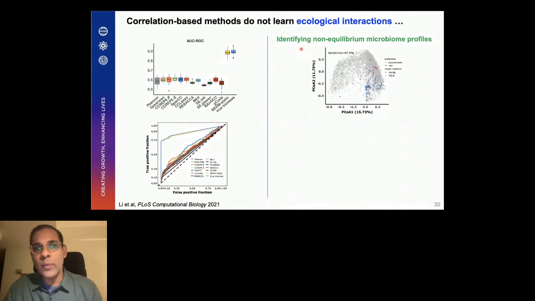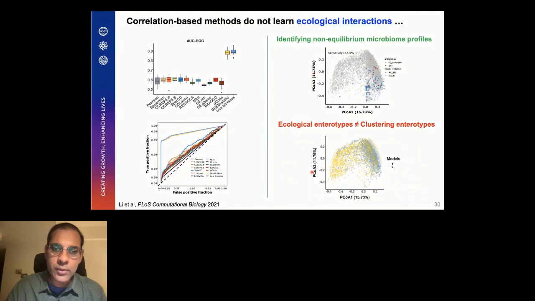Not only that, we can actually use this approach to get some biological insights. For example, if you have data where some of the samples involve individuals who are taking antibiotics, then you can flag these samples which likely don't fit your original model with pretty high sensitivity, so with 88% sensitivity.